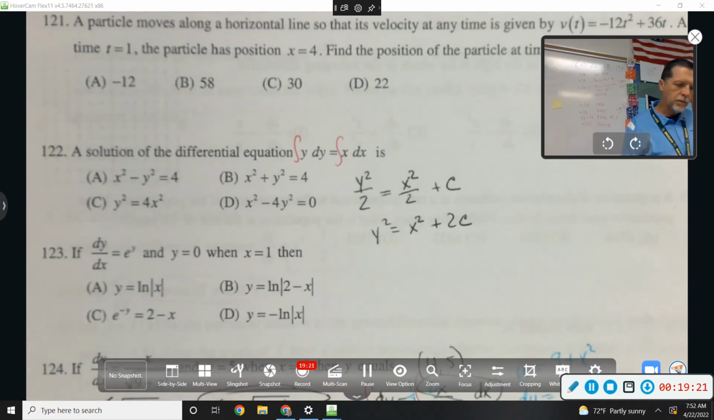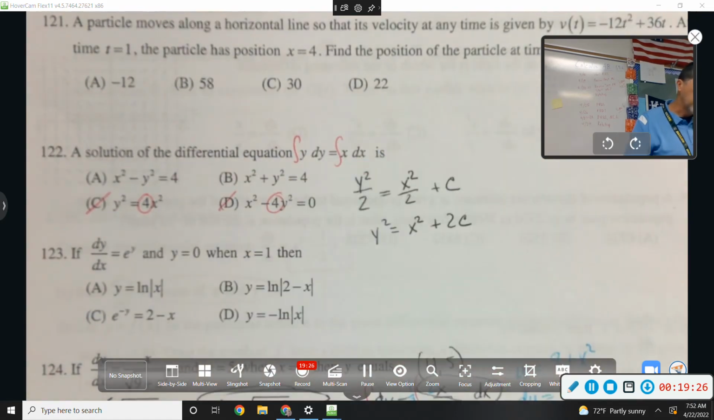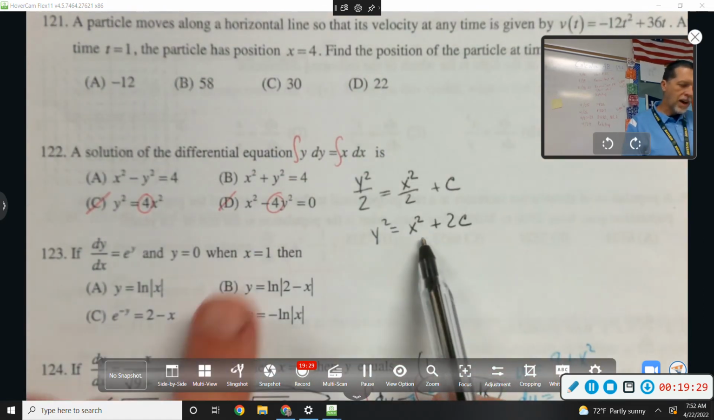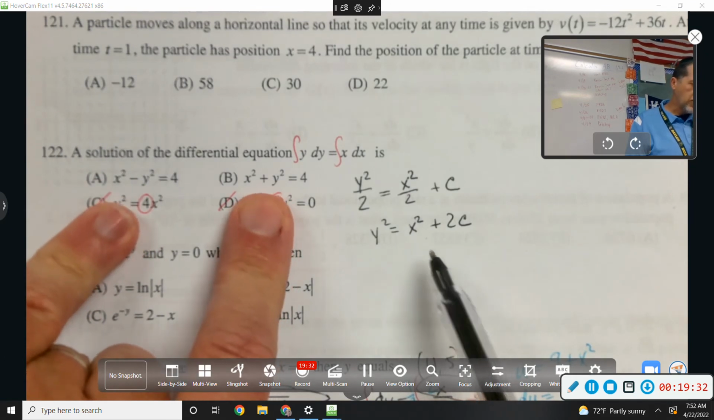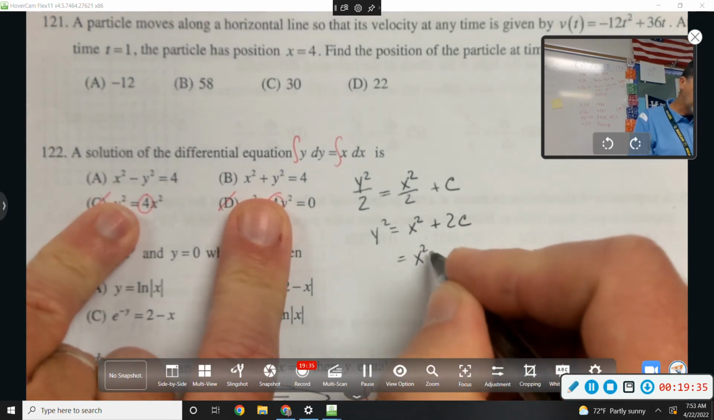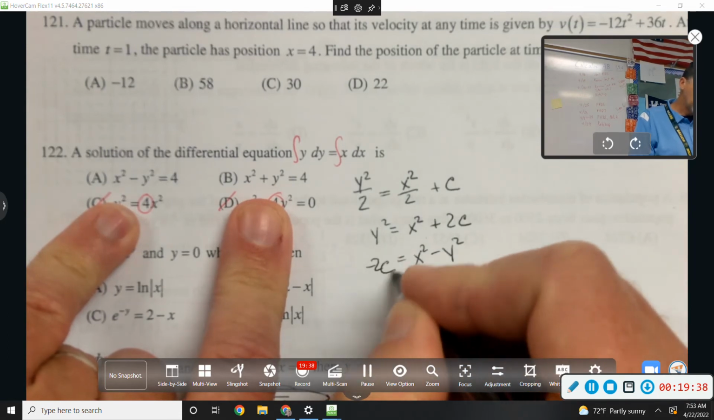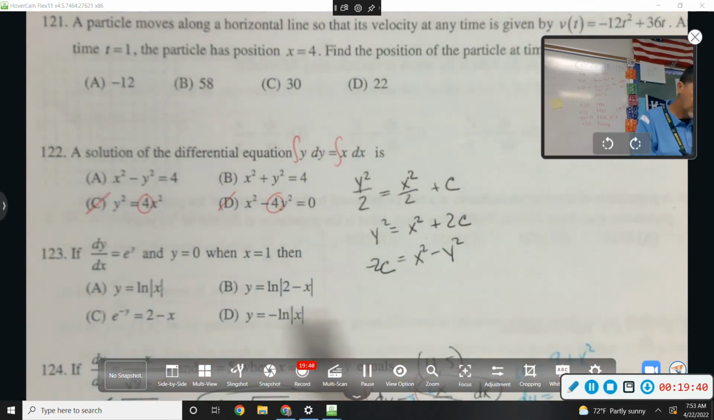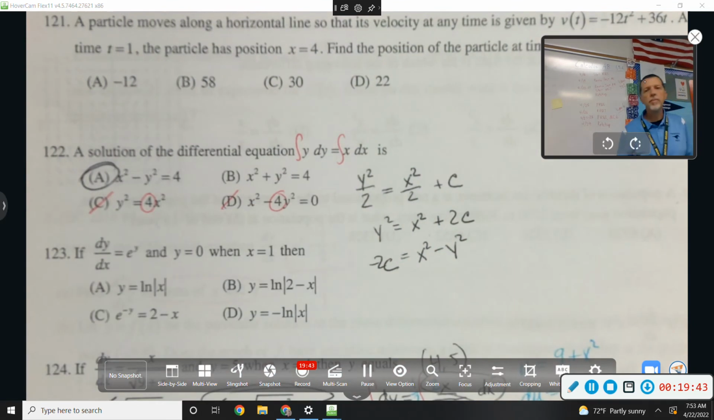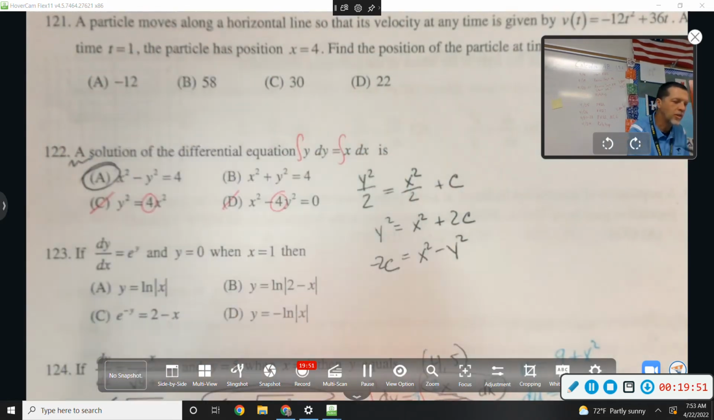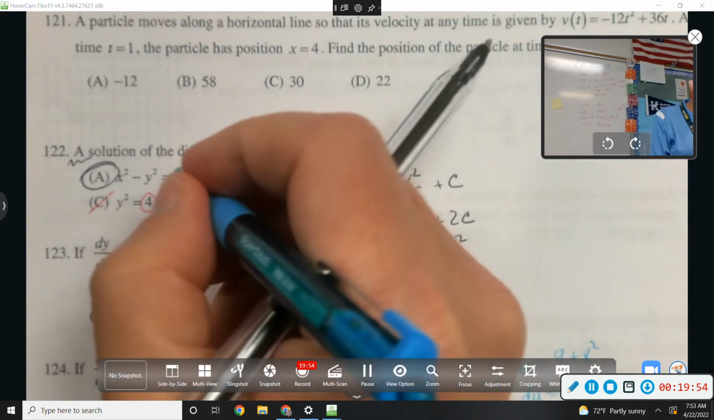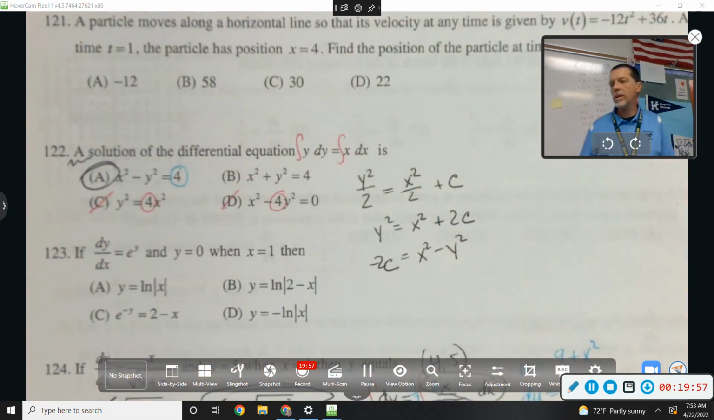I don't think c could be right because of that 4. Same with d. Where'd that 4 come from? And if I move them to the same side, it looks like it wants x to be positive, so x squared minus y squared, and then I could put the 2c on the other side, and so it would be a. And the reason it says a solution rather than the solution is because that 4 could be anything and it would still work. Thank you.